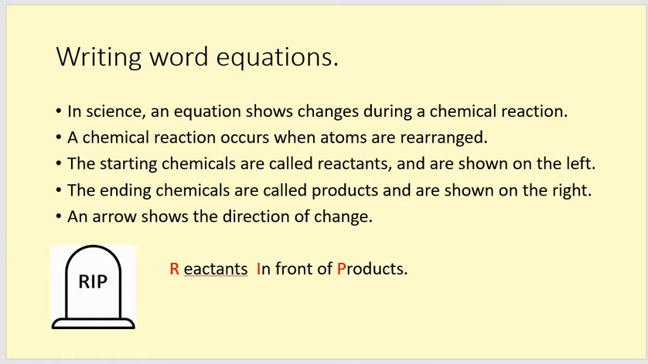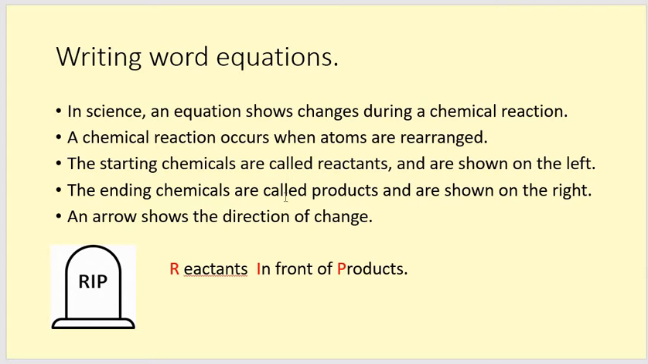Moving on to word equations. I'm sure you're going to remember this. We came up to this before around about Halloween. In science, an equation shows changes during a chemical reaction. It's not exactly the same as a maths equation. It's the same word, slightly different context, so it's a slightly different meaning. A chemical reaction happens when atoms are rearranged and electrons are rearranged. The starting chemicals are called reactants because they're the bits that have the reaction. They're on the left. Just like an ordinary sentence, it goes from left to right. It's a chemistry sentence, but it still goes left to right.